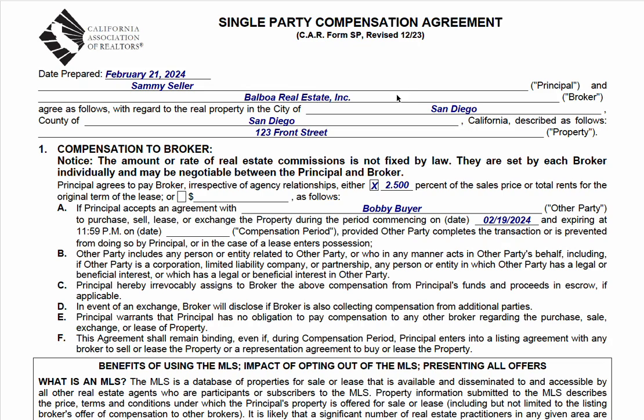So now we have the principal and the broker, and their relationship is going to be predicated upon the sale of a property written out here. And so this might be the seller's property. And then what you're saying is the principal agrees to pay the broker, irrespective of agency relationships, and I put a percentage. It could be a flat fee dollar amount. And then it makes it subject to something. It makes it subject to the principal accepting an agreement with, and I put Bobby Buyer, just so we understand that other party is the buyer.